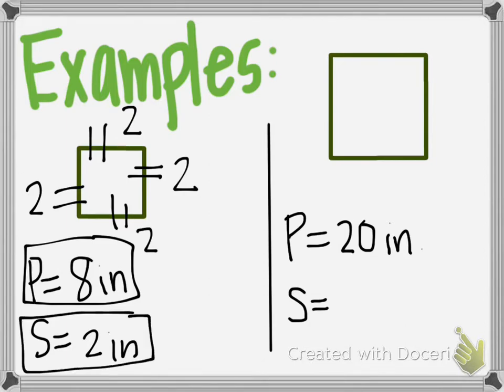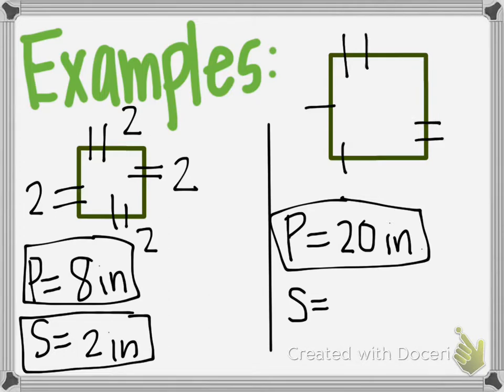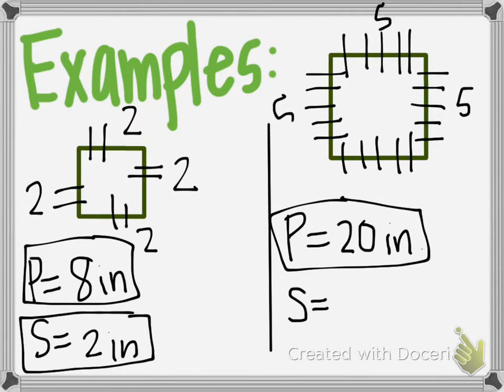Okay, same thing here. I have a perimeter of 20, and so what I'm going to do is share those 20 inches on each one of the 4 sides of the square. So it's going to be 1, 2, 3, and so on up to 20. And then again, I would count and make sure that my sides are equal. And then I know that each side has 5 inches.